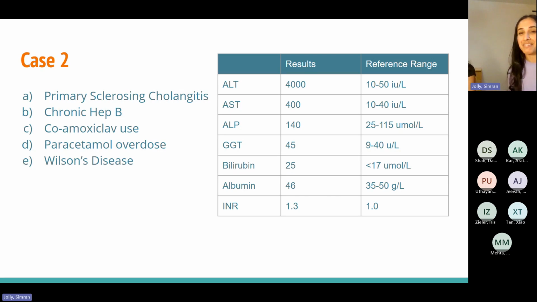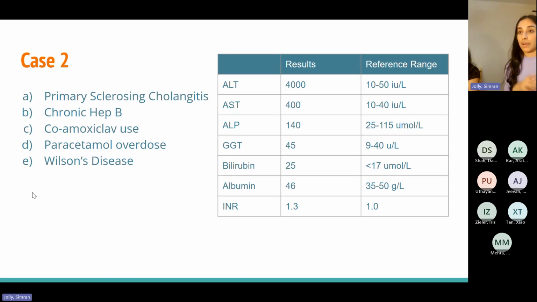Okay, no worries. So with this, you've got quite a high rise in your ALT. There are a few things you want to consider with this picture. Think about drugs, toxin overuse, any ischemia, and acute hepatitis. So we can immediately rule out a chronic Hep B. A primary sclerosing cholangitis will cause a bigger increase in ALP. And whilst the ALP is risen in this picture, it's not as severe as the ALT or AST for that matter. And Wilson's disease is similar, in that it's going to cause a more chronic picture.